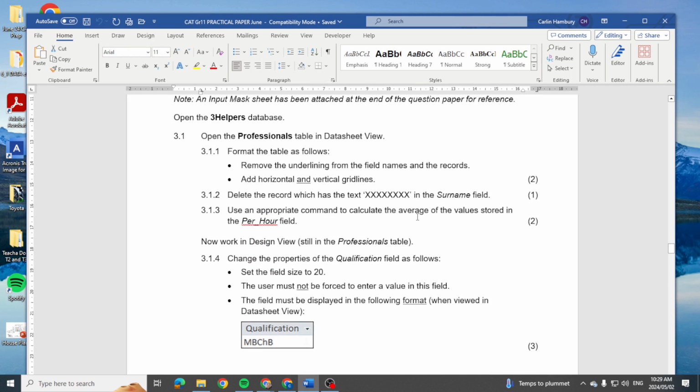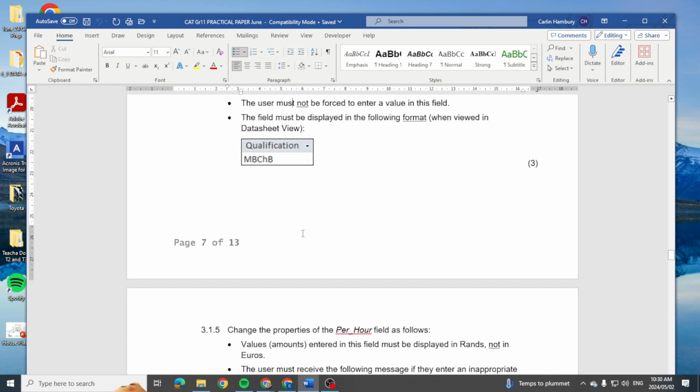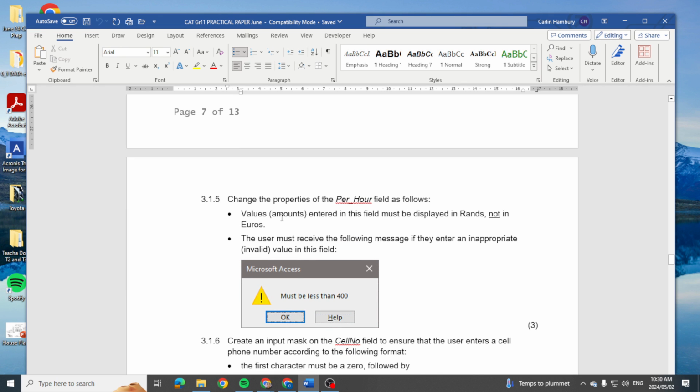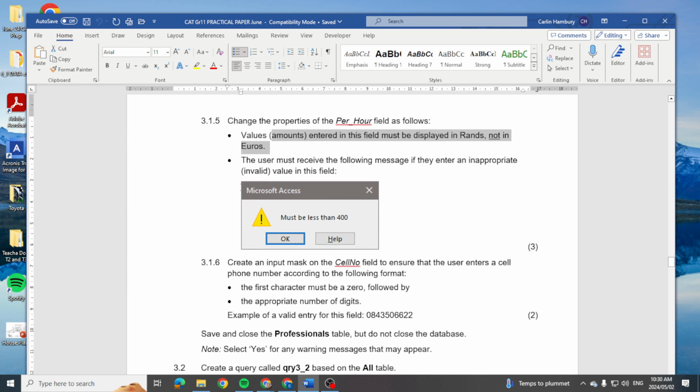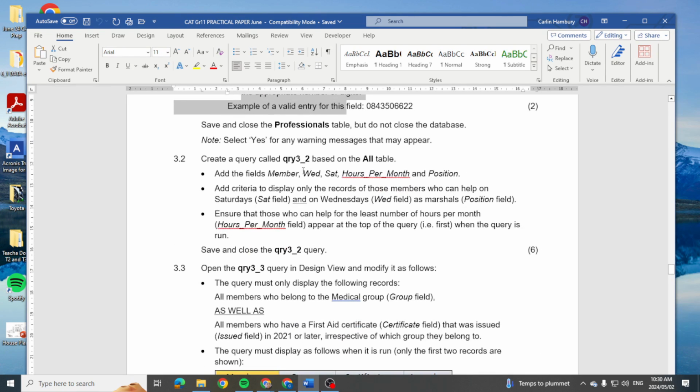And then Access. At this point, you should know how to create a database. Not that you're going to do one in the exam, but you've got to be able to deal with the database: remove the underlining, adding horizontal and vertical lines, deleting records, adding totals in as well. Then being able to go to the design view and change the properties of different fields. So please go and practice that. You can see they're giving you an example of a validation rule and text, and then you've got to go and implement that. Cell phone number is going to deal with the format in there as well.